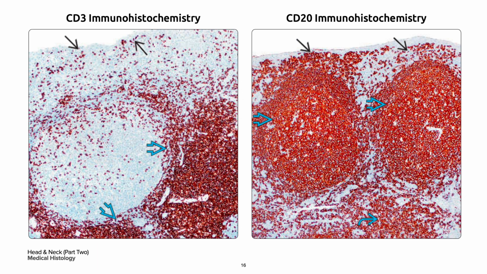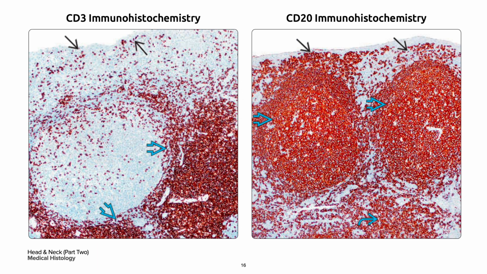On your left is CD3 immunohistochemical staining, which highlights interfollicular T cell rich zones, pointed out in the bold blue arrow, in a normal tonsil. Note also the presence of scattered T cells within the lymphoepithelium, pointed out in the single black arrows.